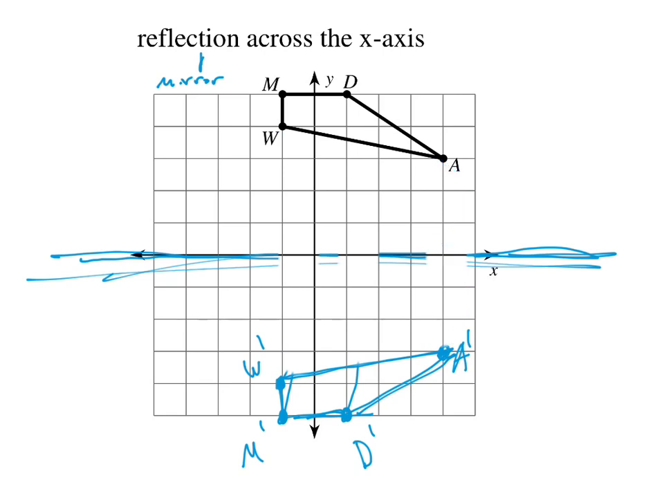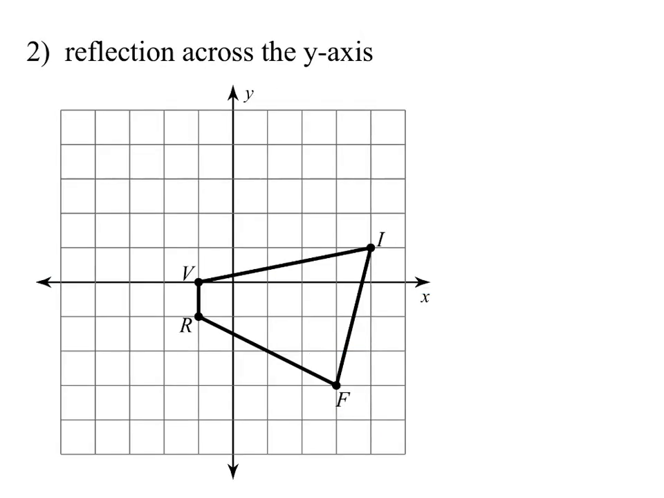So let's look at things that are on your assignment and use those as further examples of this reflection process. So number 2 here says when you reflect across the y-axis. Well, here's my y-axis. Again, I like to draw the line I'm reflecting over. And I have to find out how far the points are from the line and draw them the same distance on the other side. So I, here on top, is 4 to the right. So I'm going to go 4 to the left, and that's where my I prime is going to be.